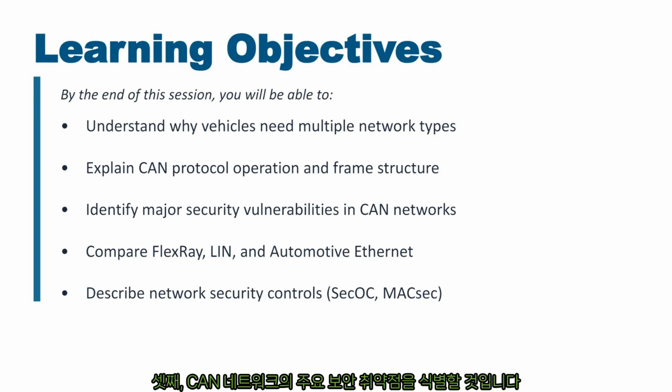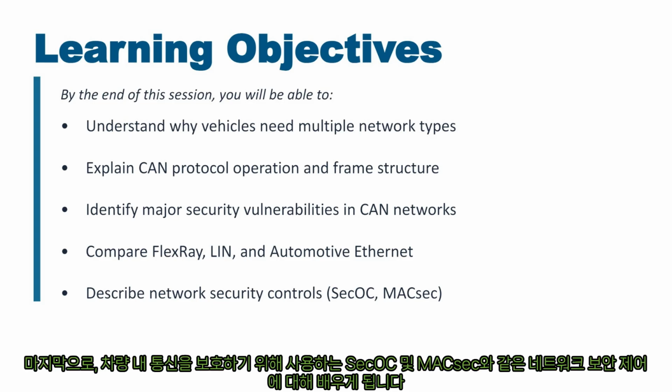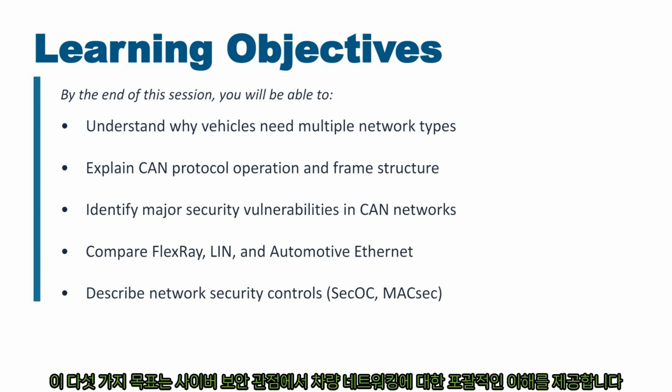Third, you'll identify major security vulnerabilities in CAN networks. And trust me, there are plenty of them. Fourth, we'll compare FlexRay, LIN, and Automotive Ethernet. Each has its place in modern vehicles. And finally, you'll learn about network security controls like SecOC and MACsec, the solutions we use to protect in-vehicle communication. These 5 objectives will give you a comprehensive understanding of vehicle networking from a cybersecurity perspective.